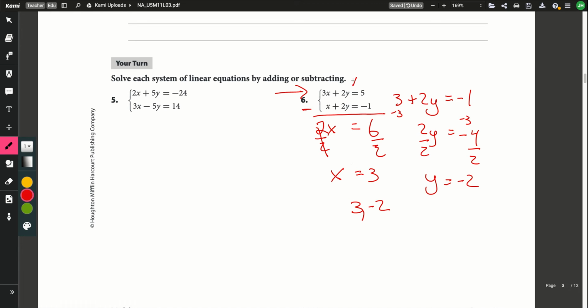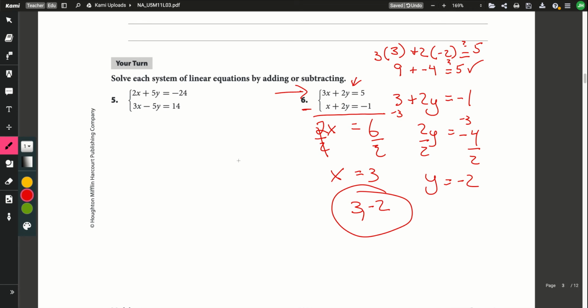Let's plug them into this equation. 3 times 3 plus 2 times -2. Does that equal 5? That would be 9 plus -4. Does that equal 5? It does. Yay. Our answer is right here.